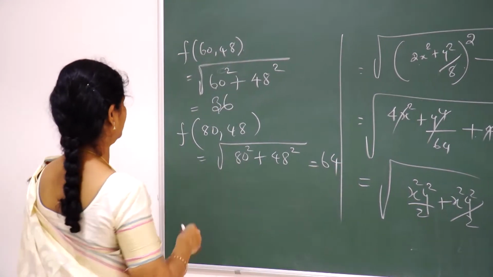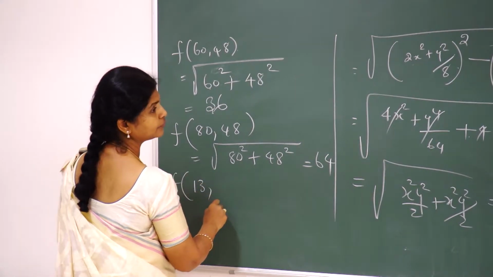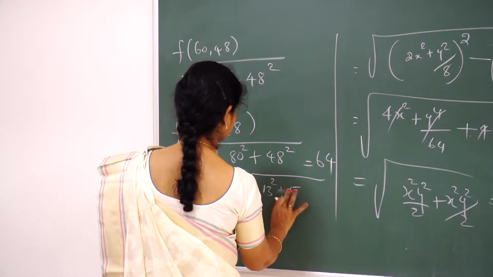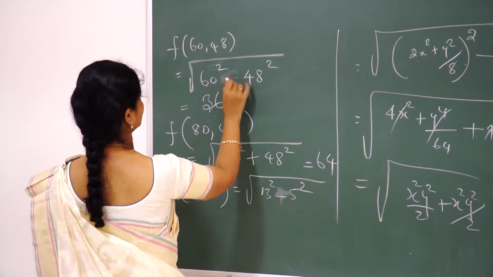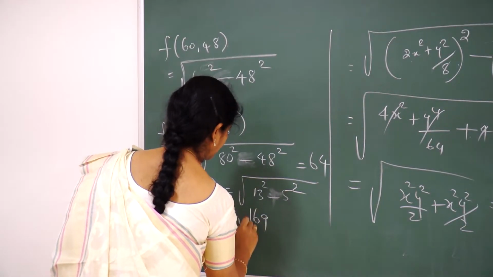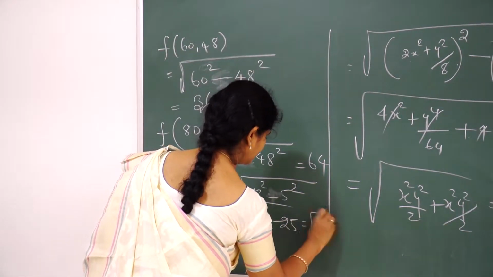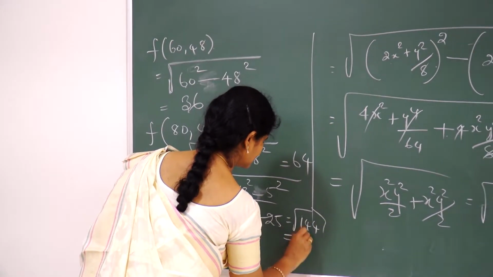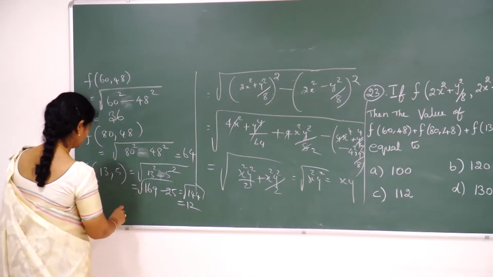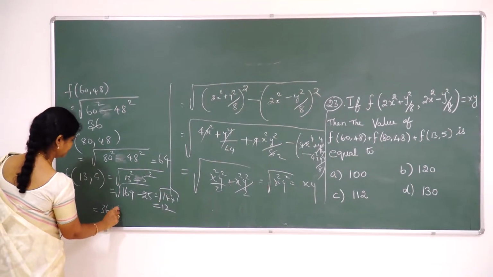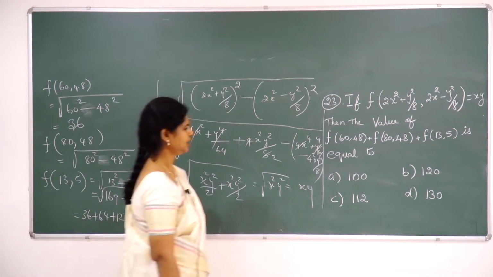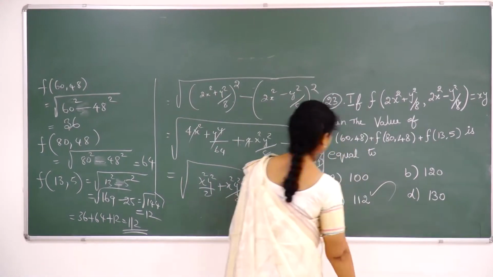Okay, the last one, f of 13 comma 5. Again use the square root. This is 13 square plus 5 square, minus, here you have to apply minus to each term. This is the distance formula. So 13 square is 169 minus 25 is 144. So the answer is just 12. So adding these three terms, 36 plus 64 plus 12, you get the final answer 112. Option C is the correct answer.